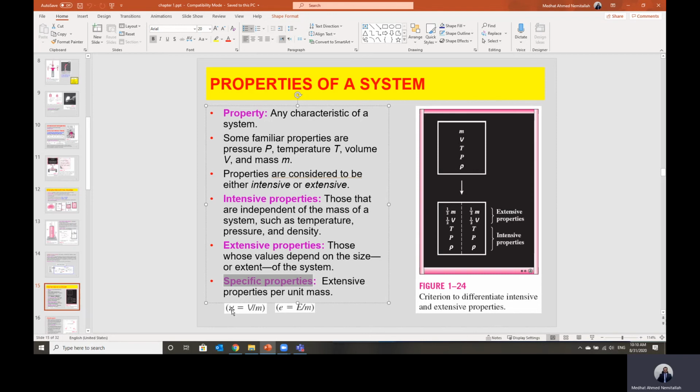Specific properties are the specific value of any property, which is the value per unit mass. Specific volume is the volume per unit mass. Specific energy is the energy per unit mass. As I told you, any specific property in this course will be just the property per unit mass. Okay. And this is the difference between intensive and extensive properties.